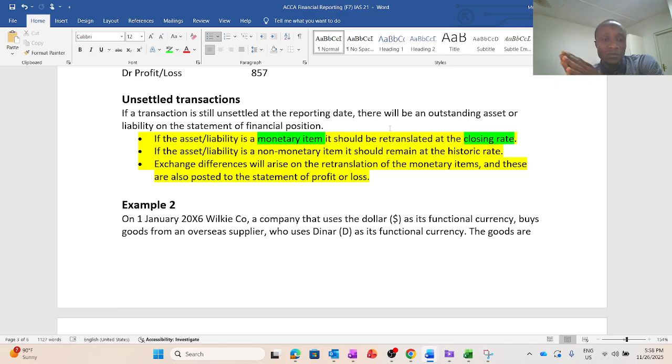Second point you need to know. Third point, the exchange differences will arise on the retranslation of the monetary items, and these are also posted to the statement of profit or loss. This is the journal. This is the treatment that we are going to do.